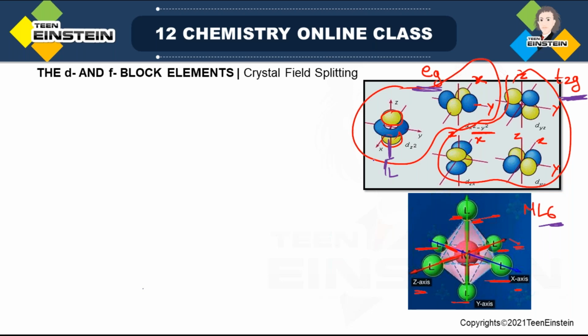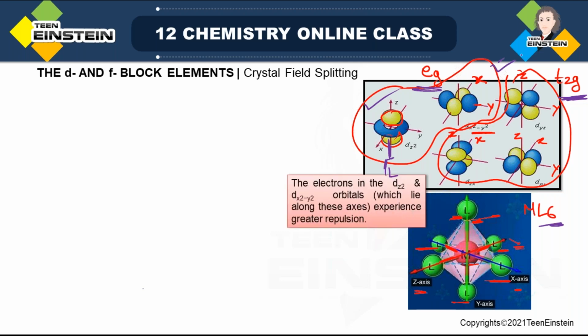So that is the reason the degeneracy is lost. These two d orbitals will have higher energy, and the 3 orbitals under T2G will have lower energy. So degeneracy is lost. Electrons in the dz square and dx square minus y square orbitals that lie along the axis will experience greater repulsion, because the ligands are approaching with electron density, and in the metal also there is some electron density. So between these two electron densities there will be some repulsion. That means the interaction will be direct.